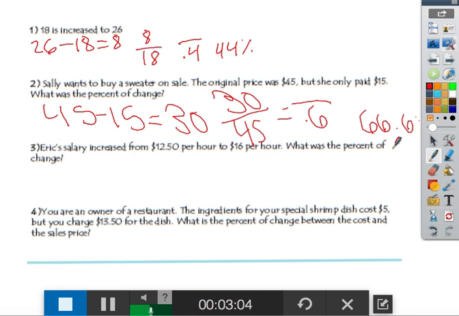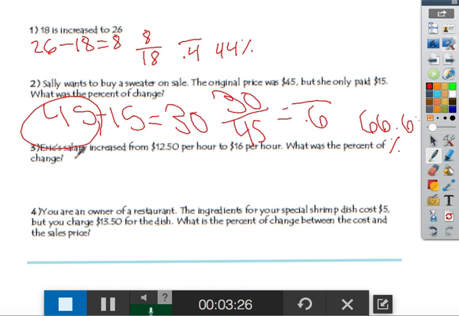So why are we putting it over 18 and why over 45? Like, what made y'all decide? Because 30 is the change, amount over change, so that's the one that changed, and this was the one that was already there. The original. Very good. Yes, it was 66.6 or 66.7.